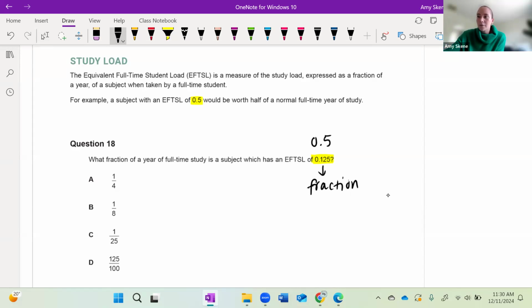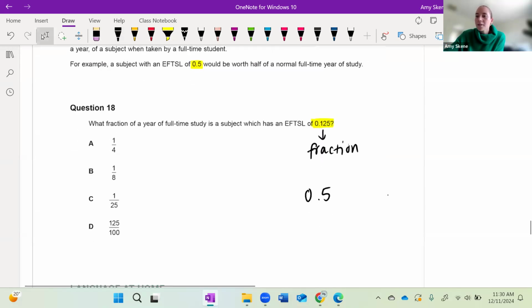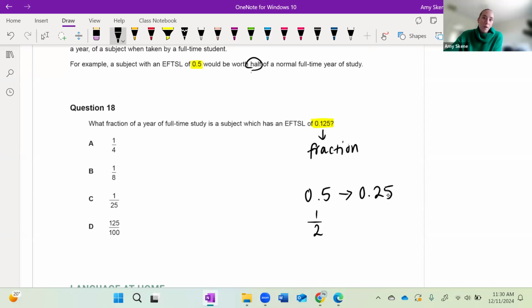0.5 is half as a fraction. I'm just going to rewrite this here. So 0.5 as a fraction is half. We were told that. The word half also implies 1/2 as a fraction. Half of 0.5 is going to be 0.25. I know that half of a half would be a quarter. It'd be the same as splitting things into a quarter.